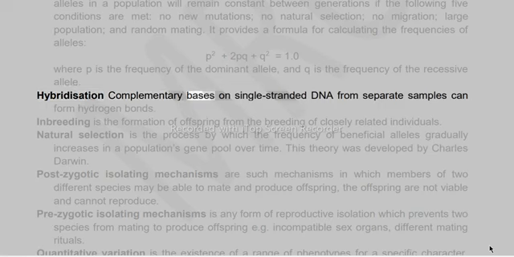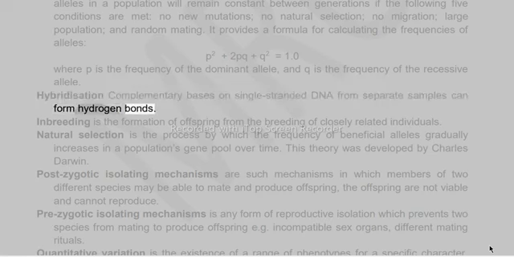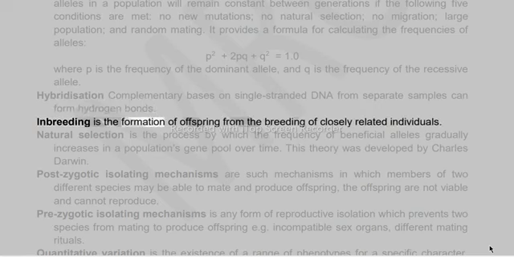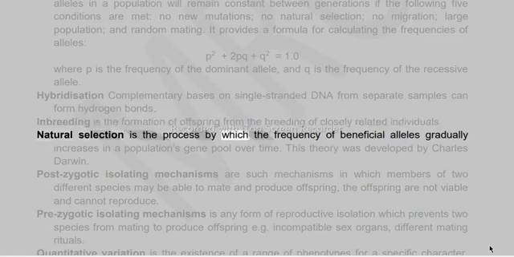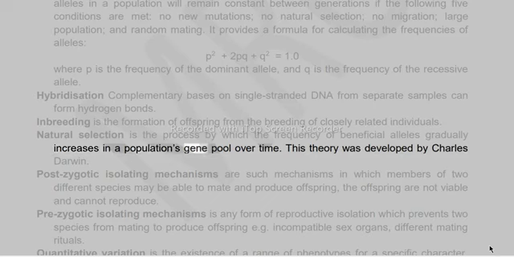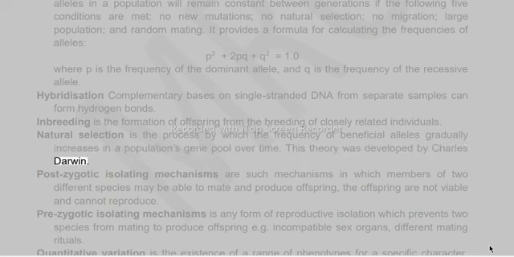Hybridization: complementary bases on single-stranded DNA from separate samples can form hydrogen bonds. Inbreeding is the formation of offspring from the breeding of closely related individuals. Natural selection is the process by which the frequency of beneficial alleles gradually increases in a population's gene pool over time. This theory was developed by Charles Darwin.